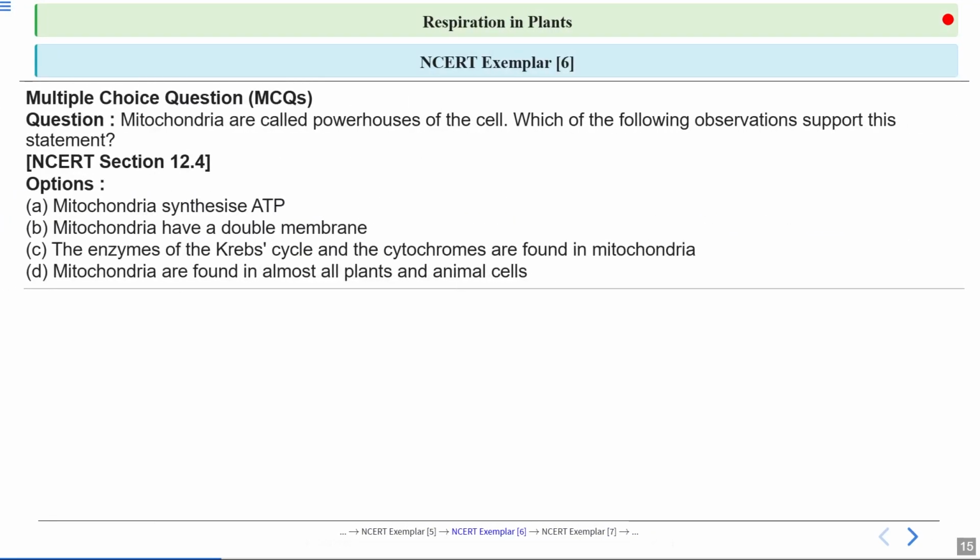So now let's look at the next question. Mitochondria are called powerhouses of the cell. Which of the following observations support this statement? Let us look at the options. Option A, mitochondria synthesize ATP. Option B, mitochondria have a double membrane. Option C, the enzymes of Krebs cycle and cytochromes are found in mitochondria. And option D, mitochondria are found in almost all plant and animal cells. So we have to tell why mitochondria are the powerhouse of the cell. So let's look at the answer.